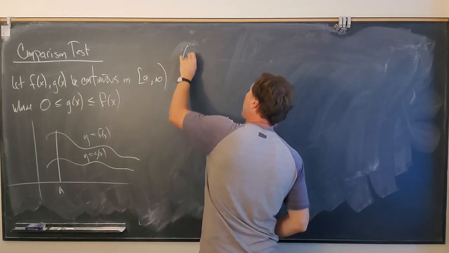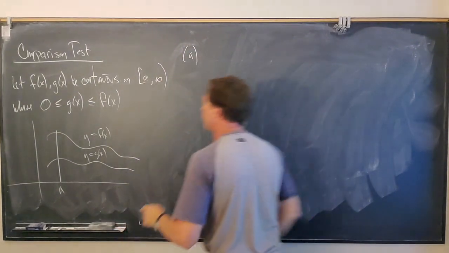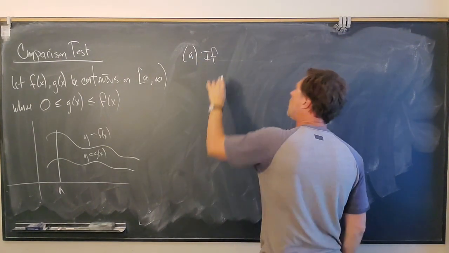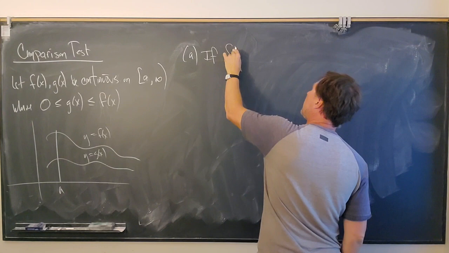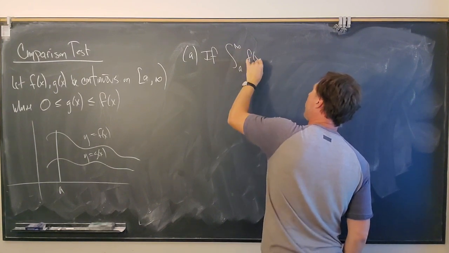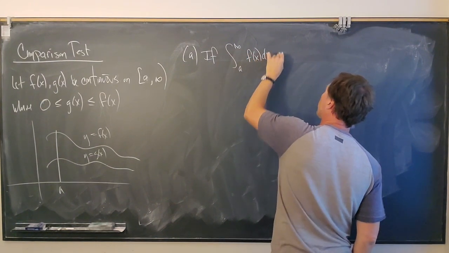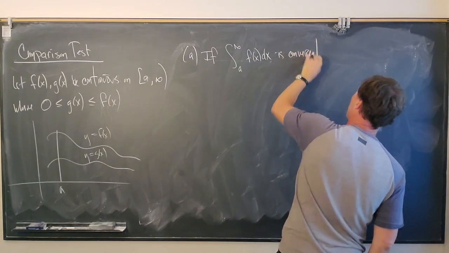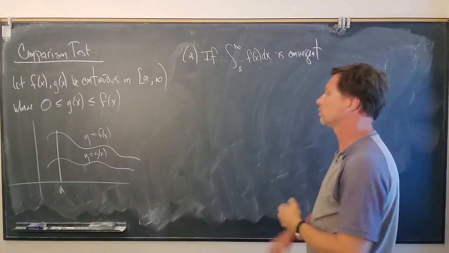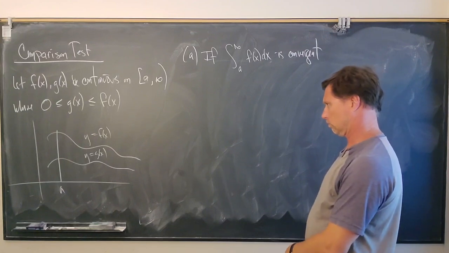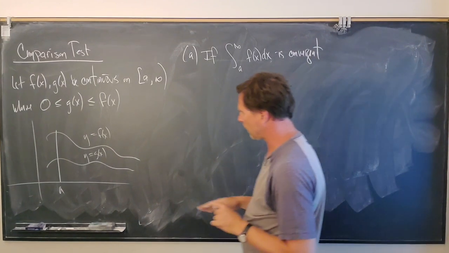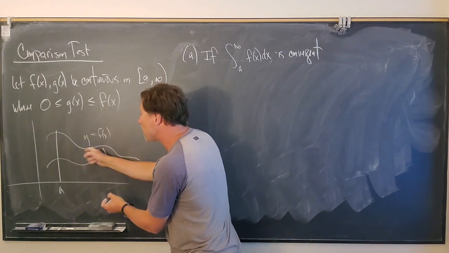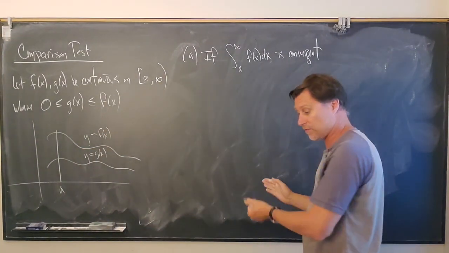So part A, if the integral from a to infinity of f of x dx is convergent. So what is that saying then? It's saying as you go from a to infinity, the amount of stuff under the bigger graph is finite, right? There's a finite amount of area.